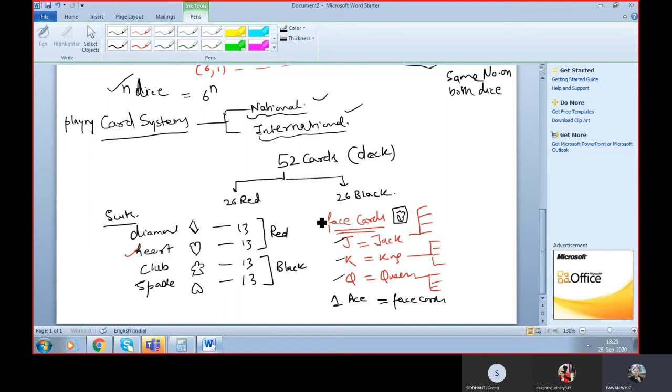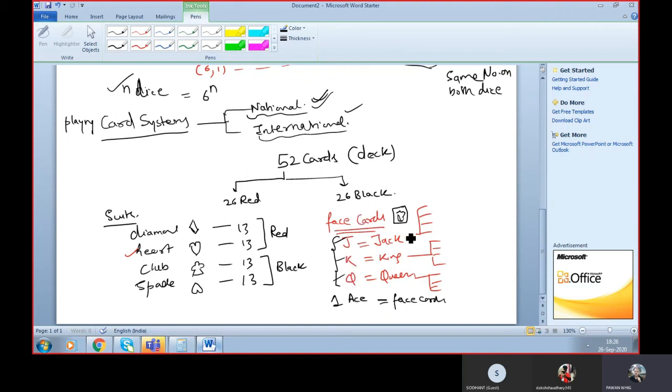Definitely, since mostly we use the national cards, that's why we will say the face cards are only J, Q, and K, until or unless it is mentioned in your question that you are using the international cards. You have to take face cards only J, K, and Q, not Ace. Mind it. This is a very important thing.